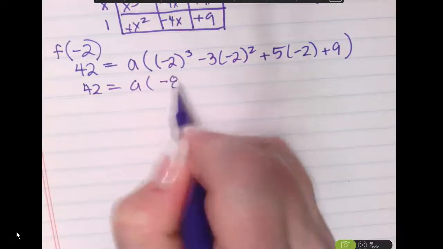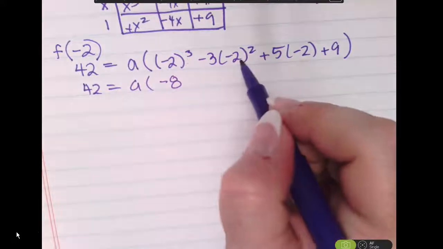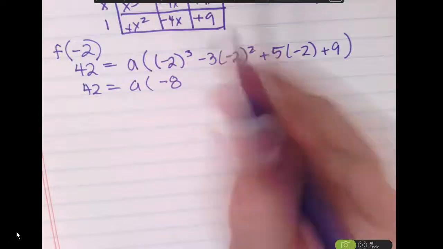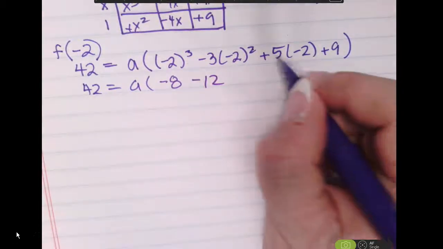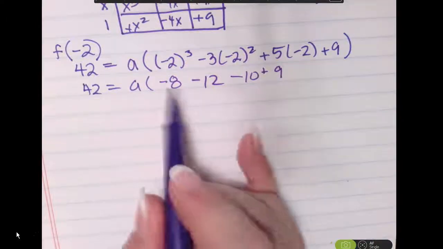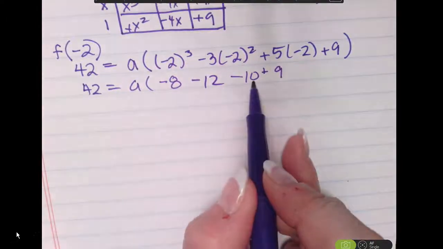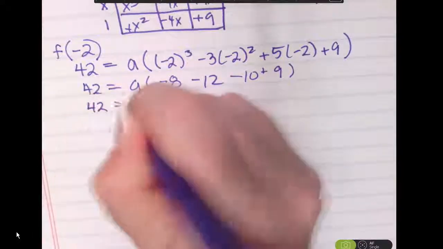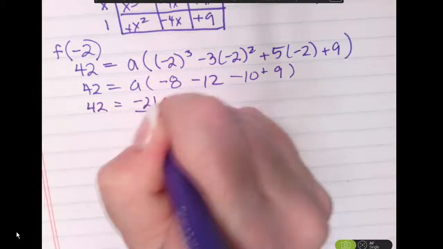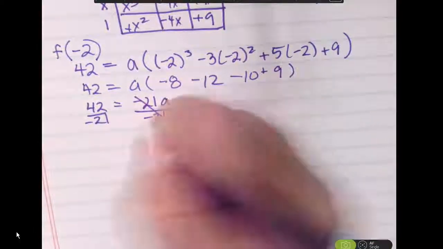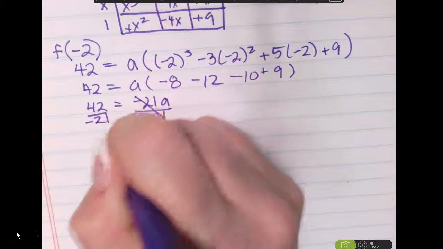So that's negative 8. Remember, order of operations, got to do exponents first. So minus 3 times 4 is minus 12, minus 10 plus 9. So this is negative 30 plus 9 is negative 21. So 42 equals negative 21a. Divide it out. And a equals negative 2.